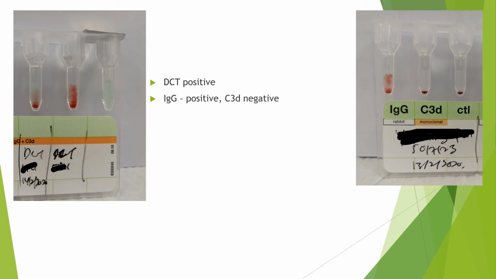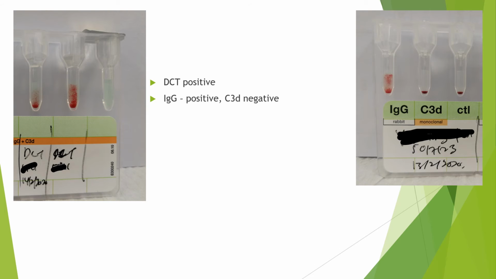Now, I want to show a gel cup which is used to perform DCT in the laboratory. By the way, DCT can also be done using other methods such as the tube method. So in this left picture, it shows a polyclonal card which is used to perform DCT. DCT is direct Coombs test.